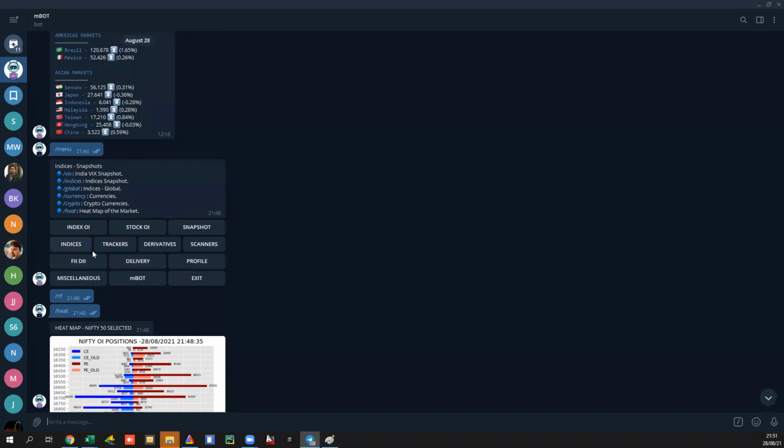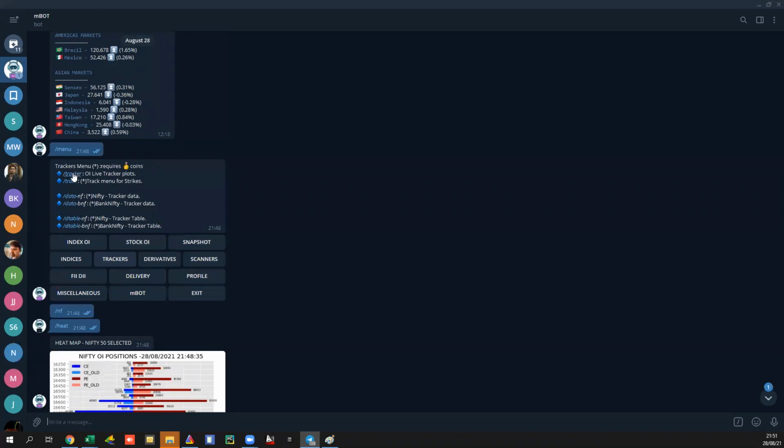Okay, by the time it is replying, then we have trackers. This is the menu, trackers. Same, the tracker which we are sending to the OI tracker channel. This one is particular right now not available. We'll replace it with the PCR of different strikes. That is very helpful. And then you can have the data also. Whatever data is being used, you can download that data.